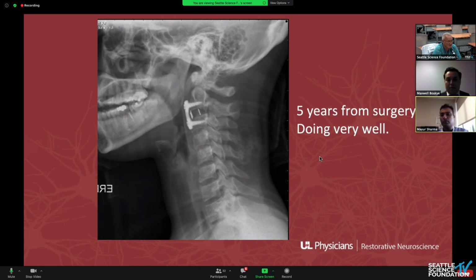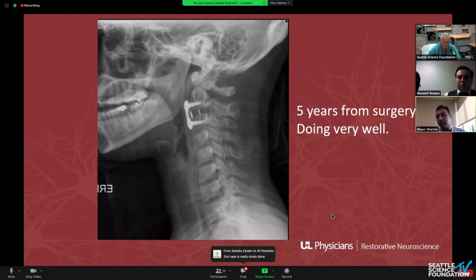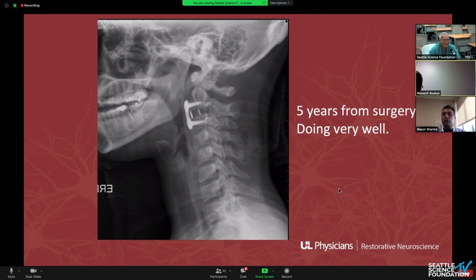Did she get immobilized in a rigid neck collar afterwards? We gave her a collar. This was before my time here with Dr. Boakye, but our standard protocol is to give them a collar for at least 6 weeks post-op. Yeah, that's correct. She got a collar for about 6 weeks. That's excellent. So beautiful result.